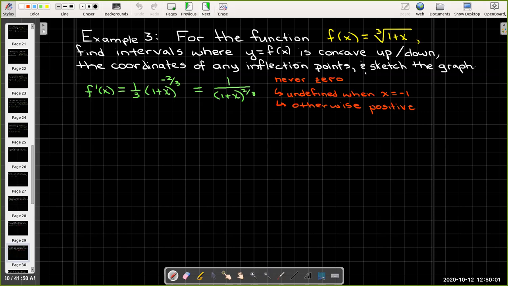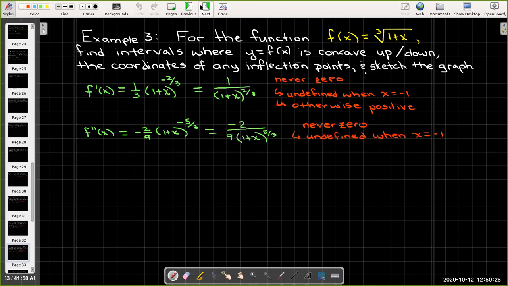But we're not asked about increasing and decreasing. We're asked about concave up, concave down, so I need to take the second derivative. So using the power rule again, I get negative 2 over 9 in parentheses 1 plus x to the power of 5/3. Again, this is never zero, but it is undefined when x equals negative 1. So we need to check to see if the concavity changes to the left of negative 1 from the right of negative 1.